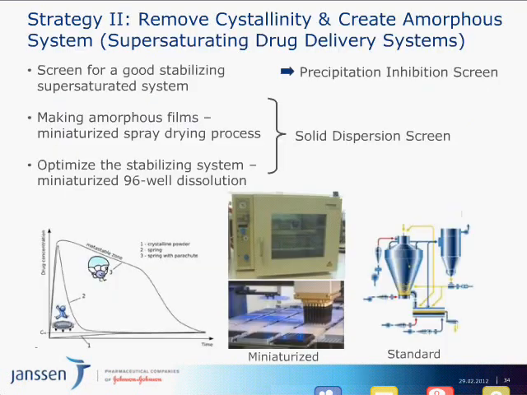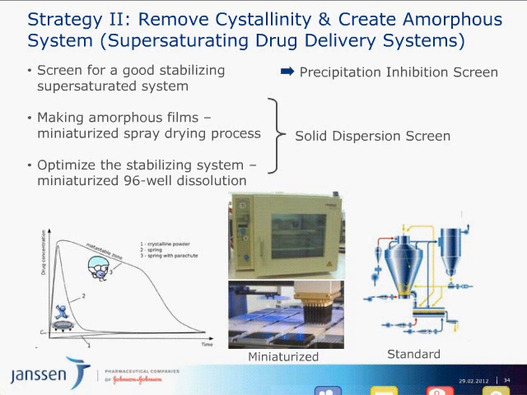So another strategy, when, for example, we don't find a good oral liquid formulation, we can go to a second strategy, and it's by removing the crystallinity and creating an amorphous system. If we create an amorphous system, we will also get a higher dissolution rate. So first of all, if you look at this graph, the first curve you see here is just a crystalline powder, which is giving a very low dissolution rate. What we have to do is try to create a supersaturated solution, which we call a spring.